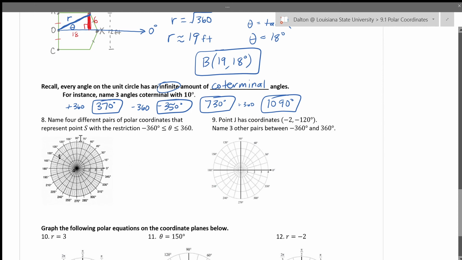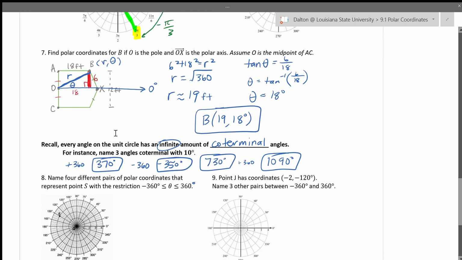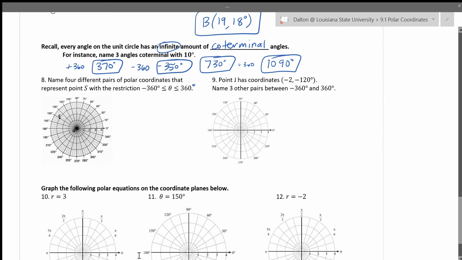In these cases, number 8 says, name 4 different pairs of polar coordinates that represent point S with the restriction of theta being between negative 360 and 360 degrees. This should have a degree symbol. Let's first find the obvious coordinate for this one. We're going to go backwards. All these other ones you were graphing, I gave you the point and you had to graph it. Now I'm giving you the graph and you need to go backwards. The first thing we did was determine the angle, right? So if I look at this picture and determine the angle, point S is aligned with the angle 150 degrees.